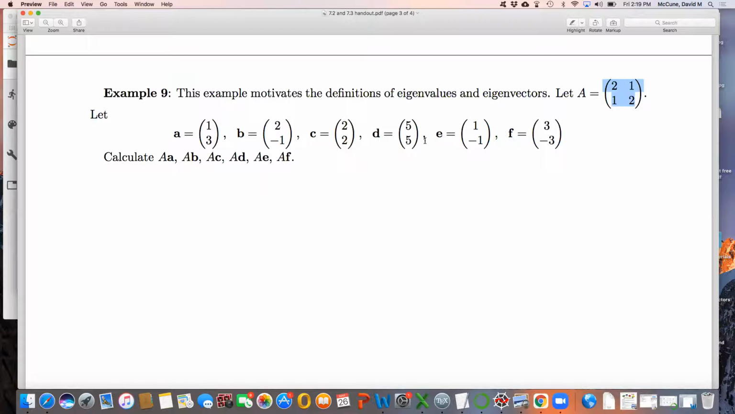So this is extra multiplication practice. Take about 5 minutes to do capital A times little a, capital A times little b, and so on, and see what vectors fall out of that. So do those 6 separate multiplications for the next 5 minutes or so.